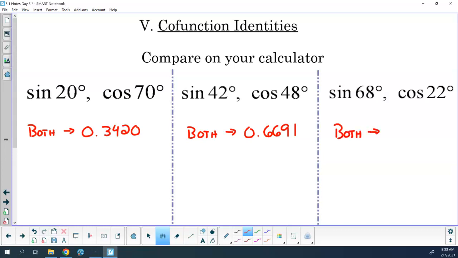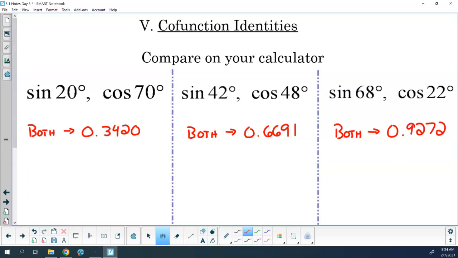Am I right in saying this? Yes? Both of them? The sine of 20 degrees and the cosine of 70 degrees are both equal to 0.342. Okay. So I can say that all the way through.